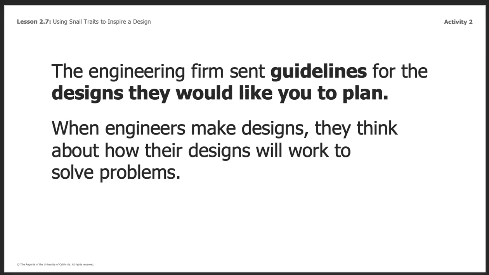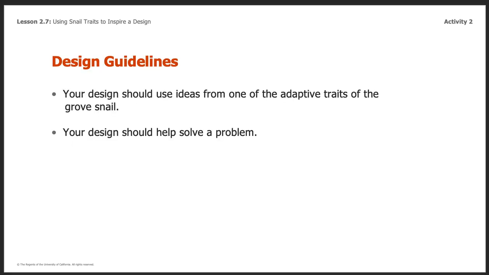The engineering firm sent us an email a long time ago. They sent guidelines for the designs they would like you to plan. When engineers make designs, they think about how their designs will work to solve problems. Here are the guidelines that they sent us. There's only 2, so it should be simple. Guideline number 1: Your design should use ideas from one of the adaptive traits of the grove snail. Guideline 2: Your design should help solve a problem.